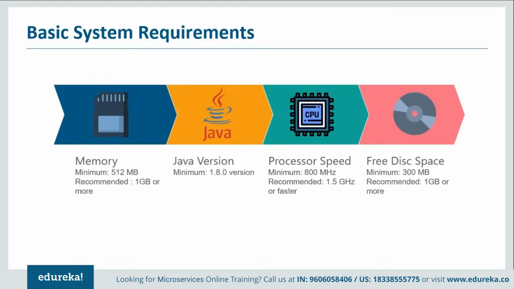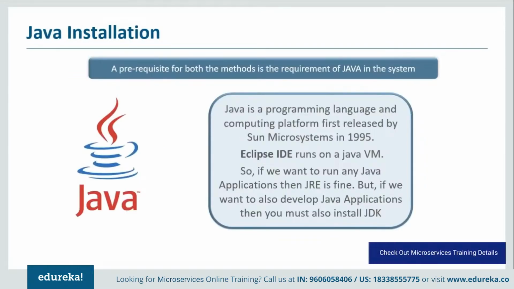Now, as we have seen, Java is a basic system requirement. Before I move forward to tell you how to download and install Java, let me brief you a little bit about Java. Java is a programming language and a computing platform released by Sun Microsystems in the year 1995. Just in case you want to run any Java applications, then the Java Runtime Environment is fine. But if you also want to develop Java applications, then you must install the Java Development Kit. Now let us get into how to download and install Java.